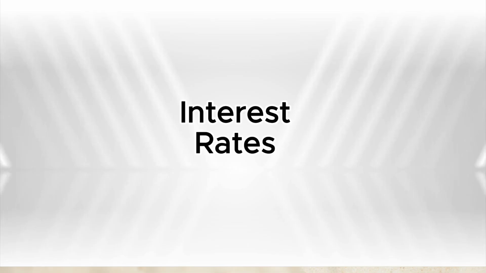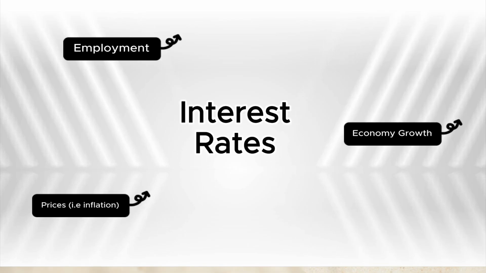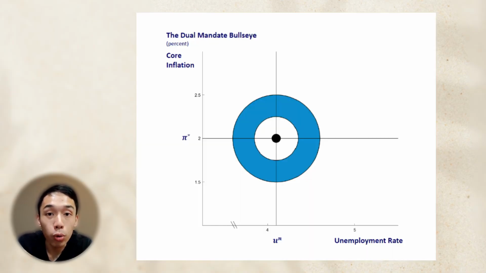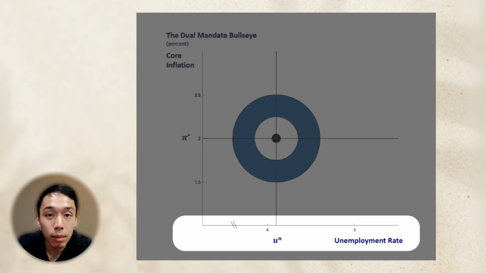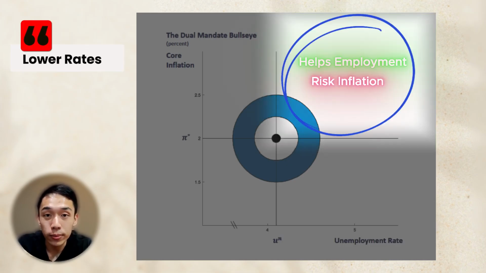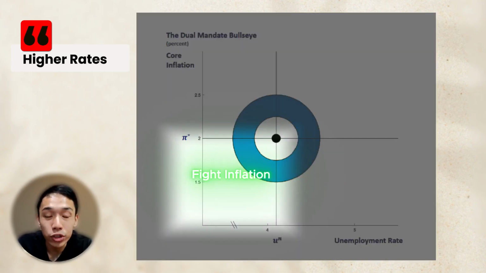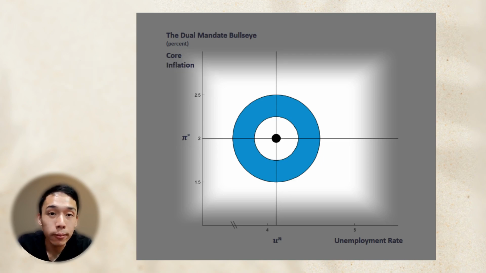So, interest rates sit at the center of everything: jobs, inflation, and growth, to balance things out. And because interest rates affect both jobs and prices, the Fed has two goals. The first is price stability, and the second is maximum employment. Lower rates help employment, but risk inflation, and higher rates fight inflation, but risk job losses. The Fed's job is to decide which risk is bigger at any moment. That's the dual mandate. Now, let's look at the first side of the mandate: inflation.